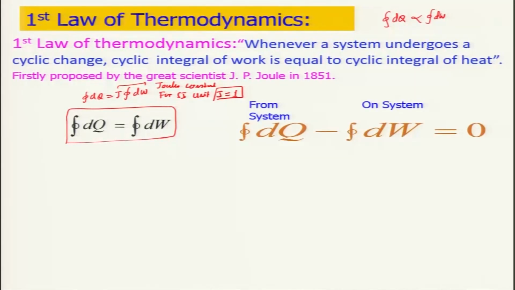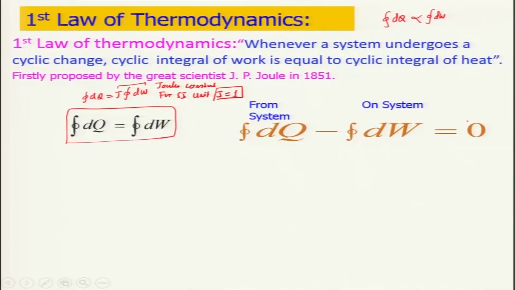And what is the meaning? If you recall the definition of the system, it is where you concentrate your attention, having a certain fixed boundary. dQ is the heat going out of and coming into the system, that is the balance, and dW is the work done by the system or on the system, and the cycle integral is equal to 0.